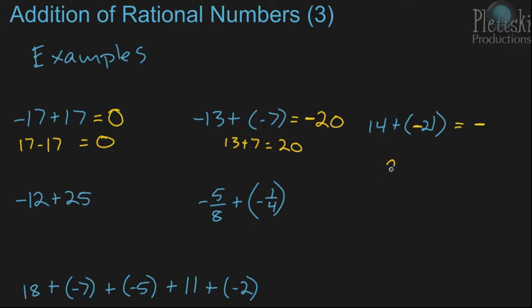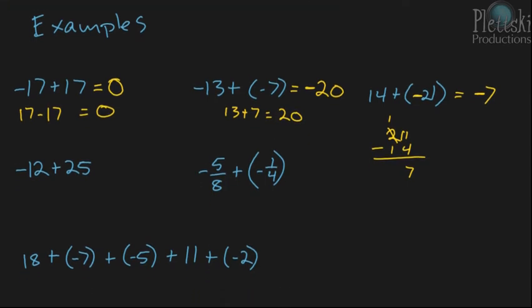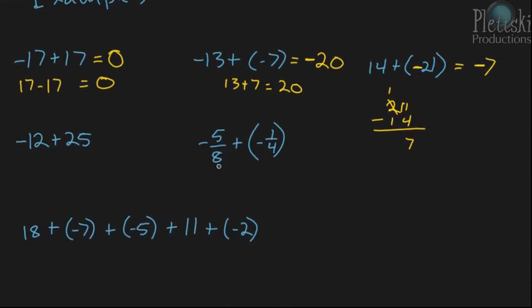So we take 21 minus 14. So we can't take 4 away from 1, so we need to borrow from the 2. 11 minus 4 is going to give us 7. And then the 2 we rename to 1 because we borrowed 1. And then 1 minus 1 is 0. So our answer is 7, but it's going to be negative. So it's -7.